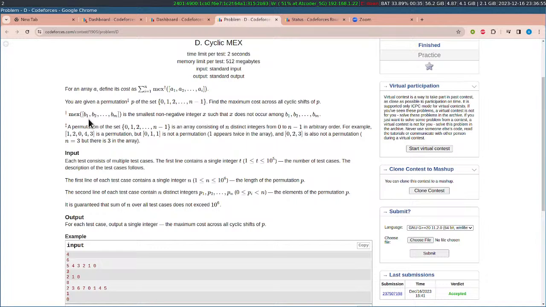Now we are also given the cyclic shift, and the definition of a permutation. A permutation is an array consisting of n distinct integers from 0 to n minus 1 in arbitrary order. For example, 1, 2, 0, 4, 3 is a permutation, but 0, 1, 1 is not, because 1 appears 2 times. At the same time, 0, 2, 3 is not a permutation because for n equal to 3, there is a 3 in the array.